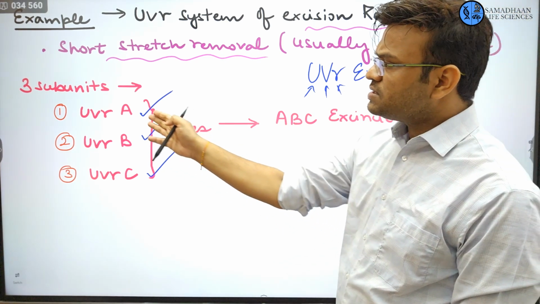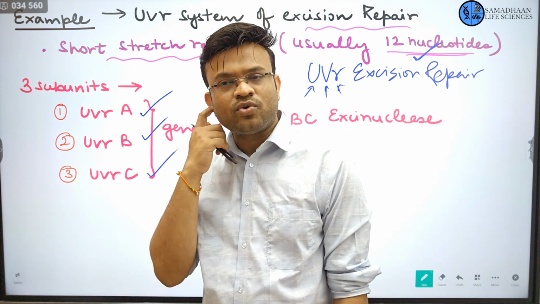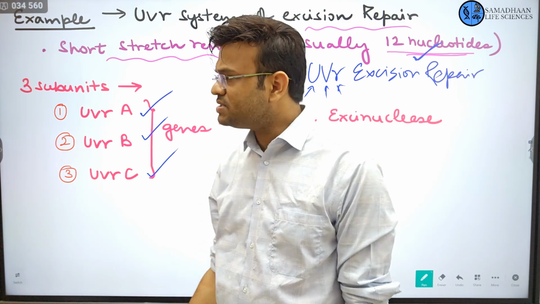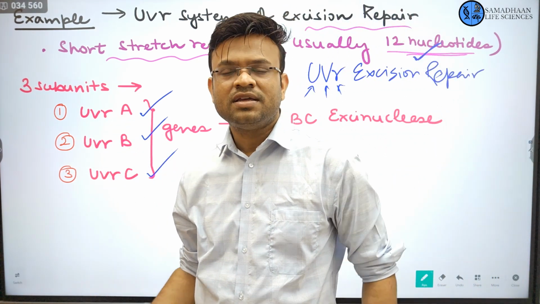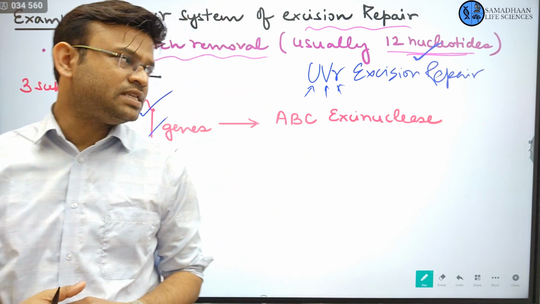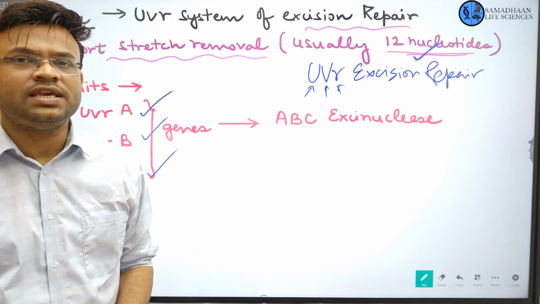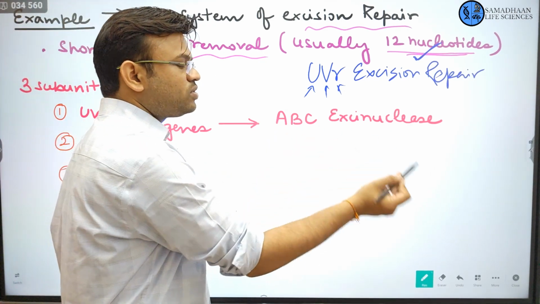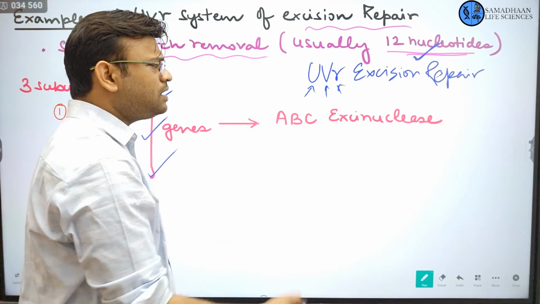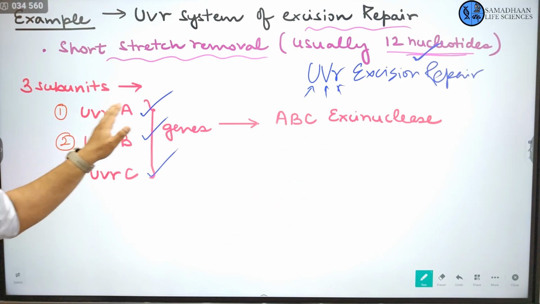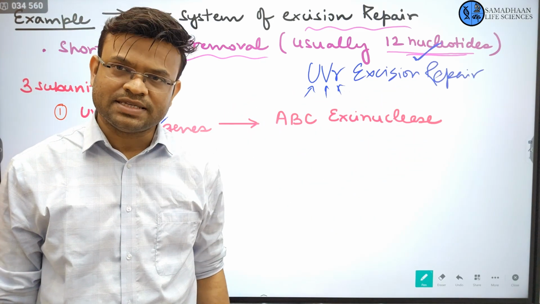And these subunits UVR A, B and C, obviously these are proteins and they would be coded for by some genes. So UVR A gene, UVR B gene, UVR C gene, they would be coding for proteins, and together they are called ABC nuclease. Obviously ABC nuclease is a protein. And since they are coded by UVR A, B and C, therefore together it is given the name ABC exonuclease.